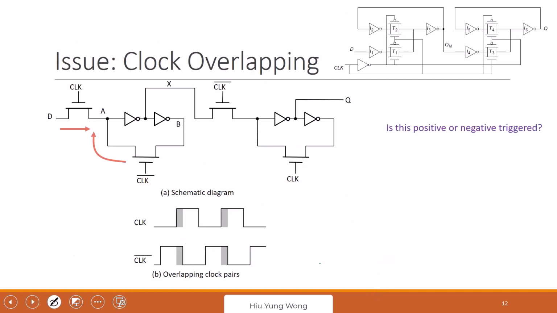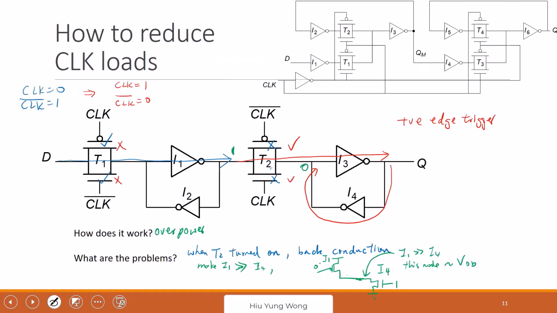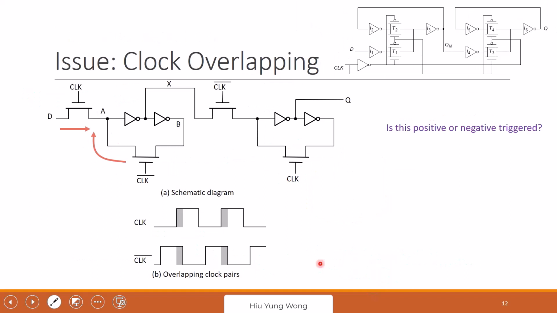Okay, now let's have another thing. This one is similar to this one, except that we only use the pass gate instead of the transmission gate. Now can you tell me whether it's positive or negative edge trigger? Negative edge. Okay, can you explain to us why?